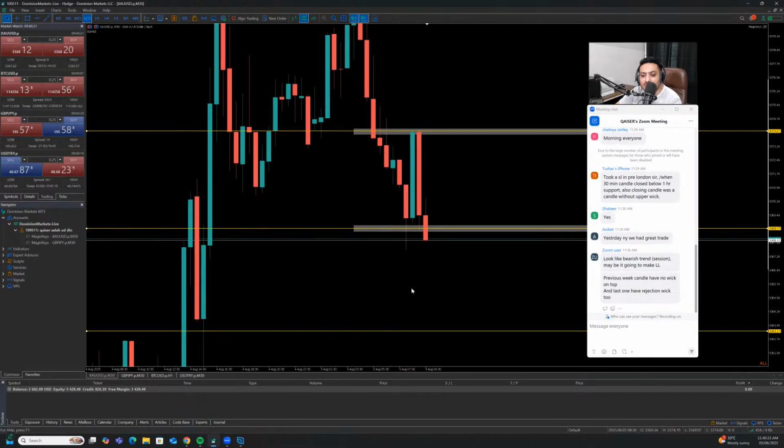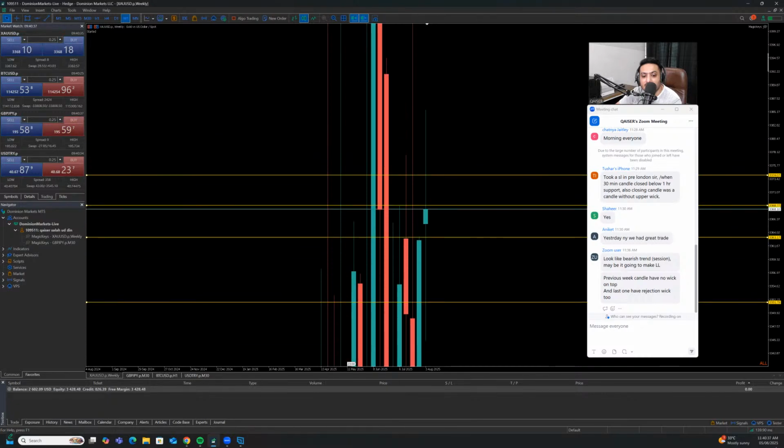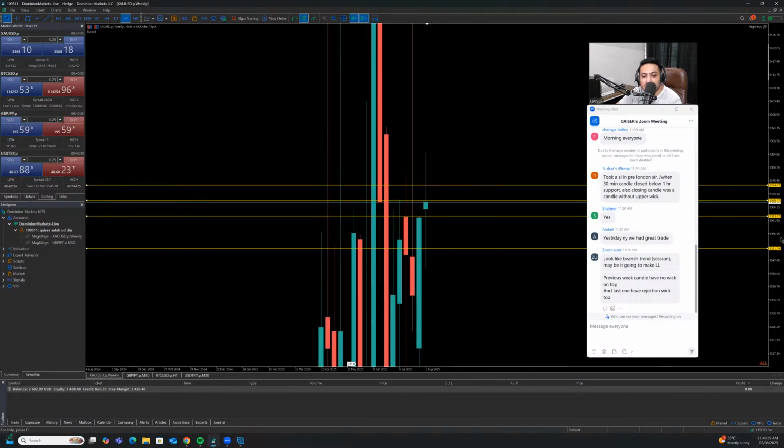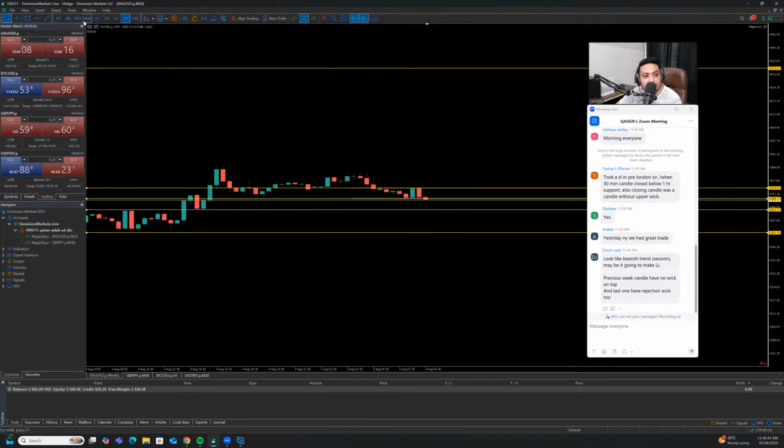Looks like a bearish trend session. Maybe it could make a lower low. Let's see. Previous week candle has no top wick. Yeah, I remember that one. The previous weekly candle does not have an upper wick actually, and it closed right on the resistance area. So we'll see. We'll see.